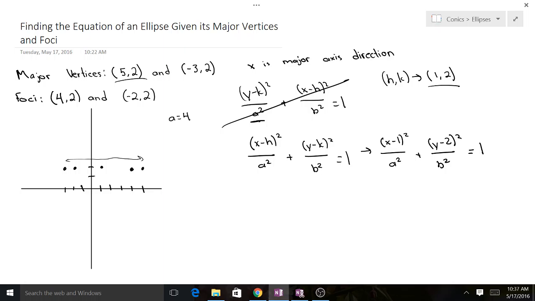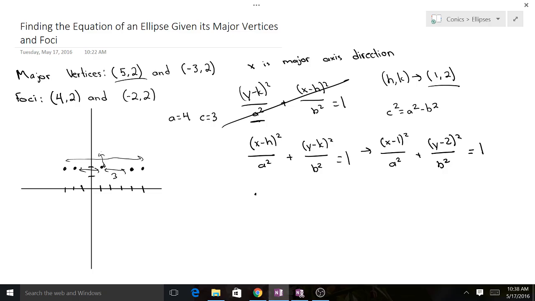A equals 4. Then how can we find b? b is the length of the minor axis, the distance from the center to a minor vertex, but we don't have minor vertices. What we do have is the foci, and the distance from the center to a focus is c. c goes from (1, 2) to (4, 2), which is 3. So c equals 3 and a equals 4. How do we relate them to b? We have a formula: c^2 equals a^2 minus b^2.